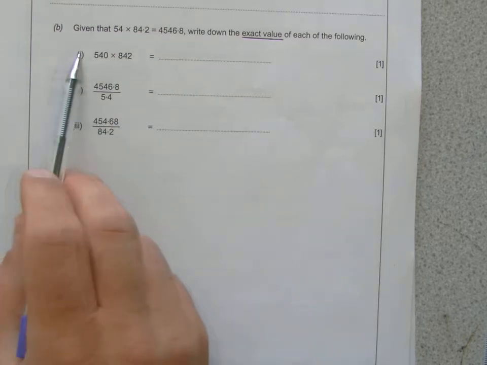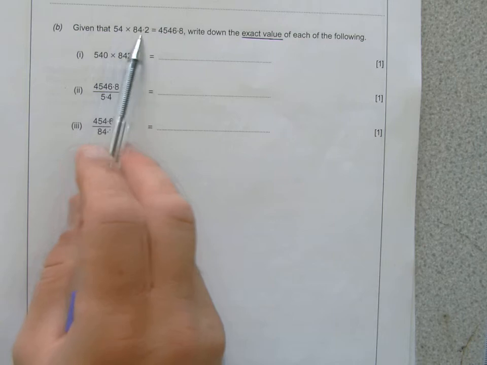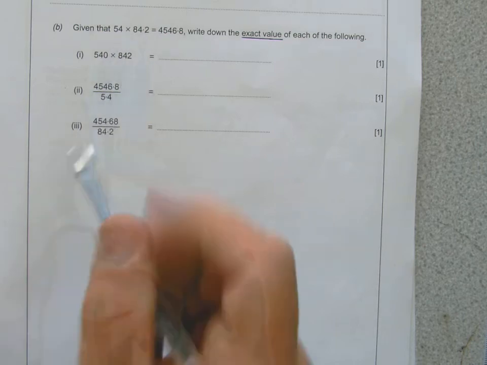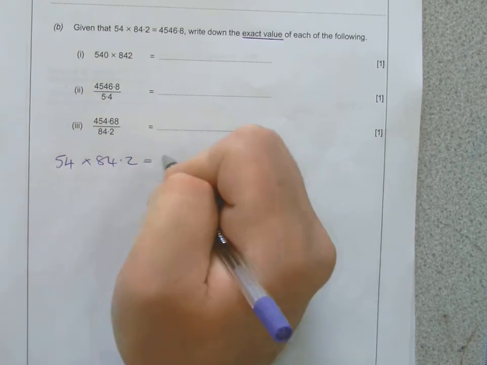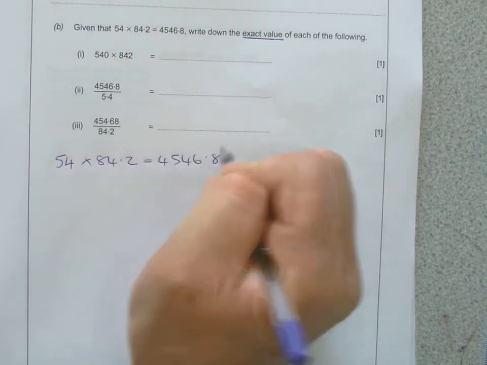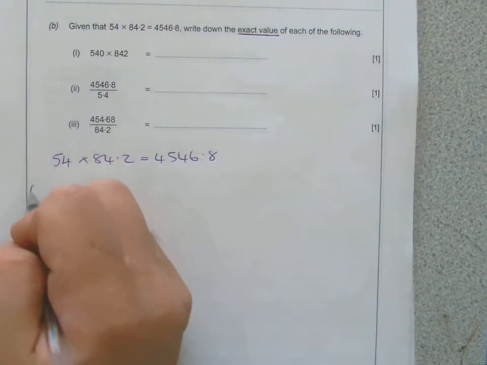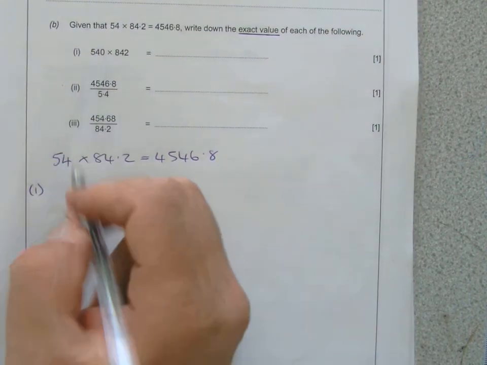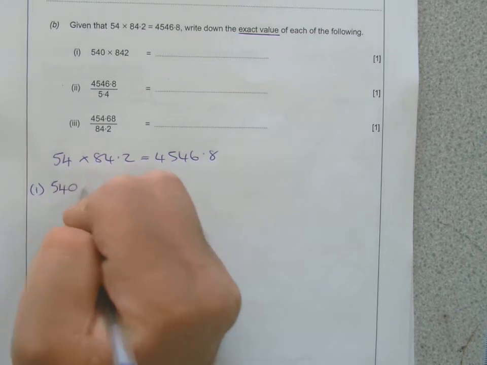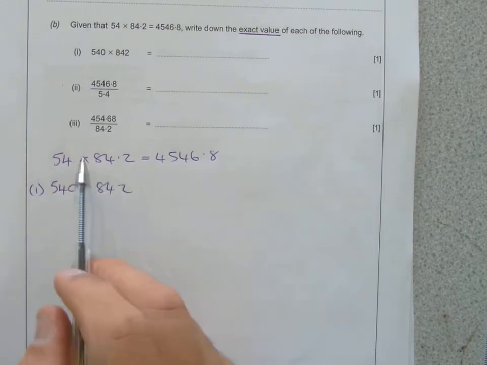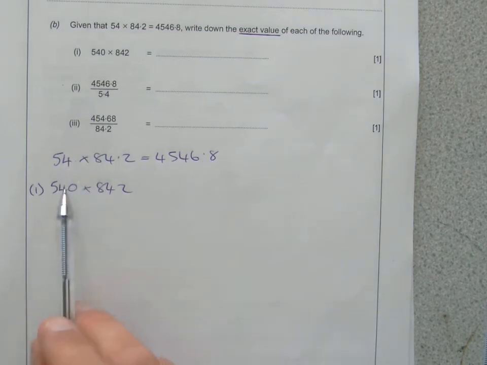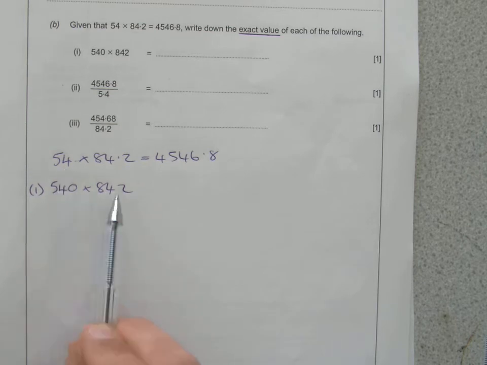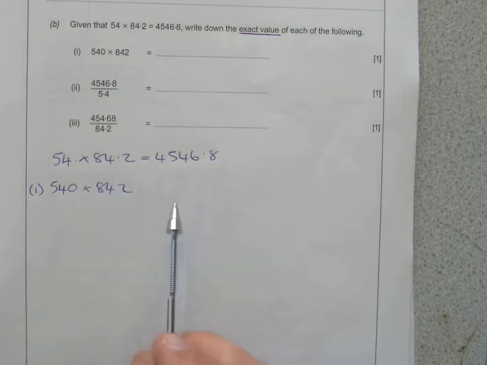So let's look at number 1 here. We've got this here, and it's a very similar setup to what we've got here. In fact, let's write this down underneath here. We've got lots of room. 54 times 84.2 equals 4,546.8. Now, if I answer number 1, then we'll write it underneath here. 540 times 842. Clearly, from our original sum that's given to us, we've got numbers which are much bigger. 540 is bigger, 842 is bigger than that, so our answer should be a lot bigger.